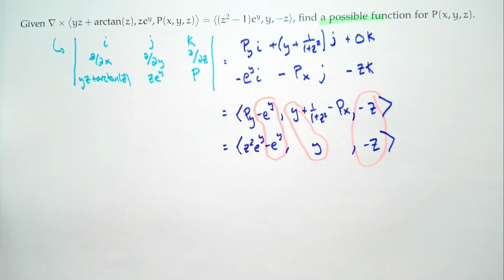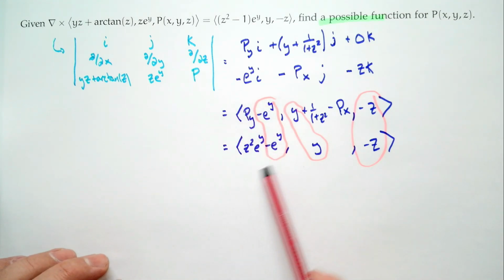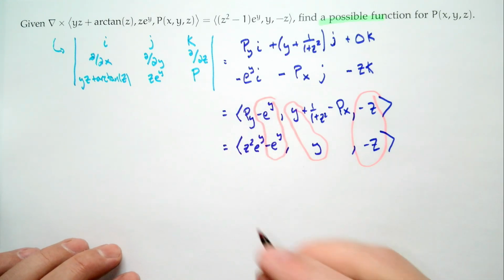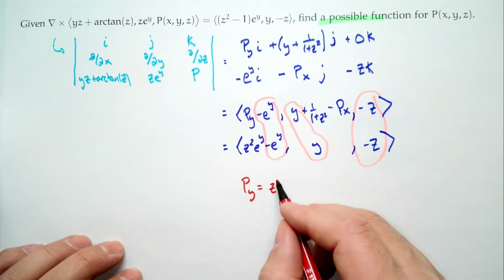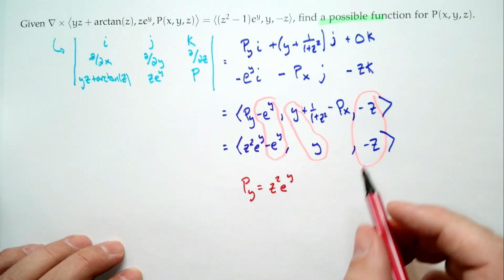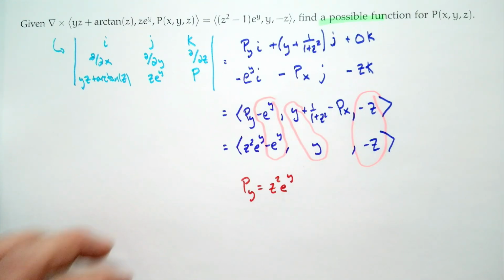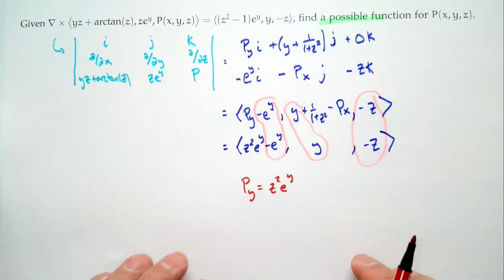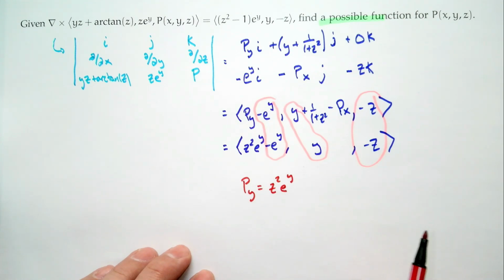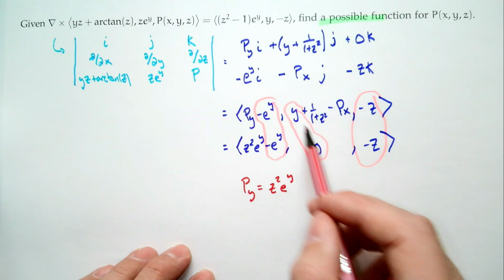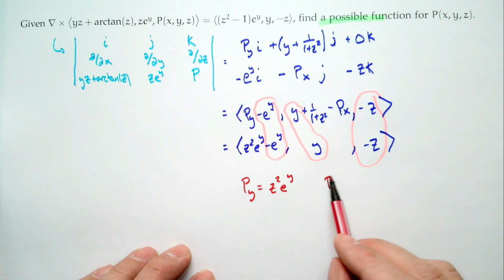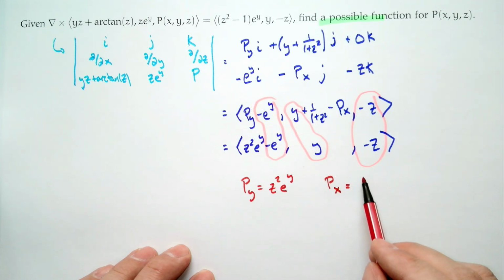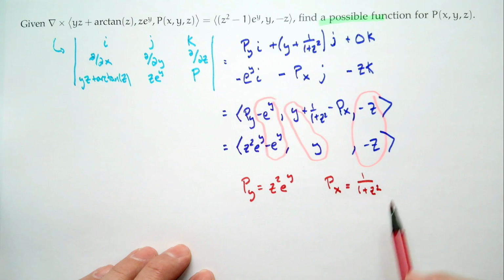We say, okay, what needs to be true? Gathering what needs to be true, from the first entry, what can we conclude? Yeah, so we need to have that p sub y should be equal to z squared e to the y. From the middle entry, what needs to be true? Yeah, so we need this piece right here, this 1 over 1 plus z squared minus p sub x, to go away. So we get that p sub x has got to be equal to 1 over 1 plus z squared.